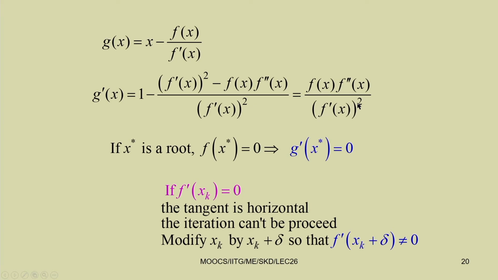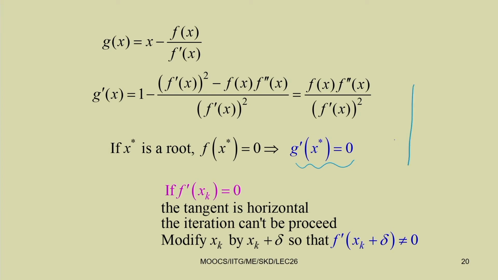So, at the root, that is x equal to x star, as f(x star) will be equal to 0, this term will be 0. So, g'(x) will be 0 at our root, that is g'(x star) equal to 0. So, this is less than 1, so it will converge.